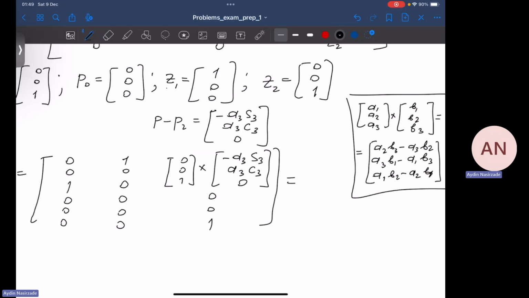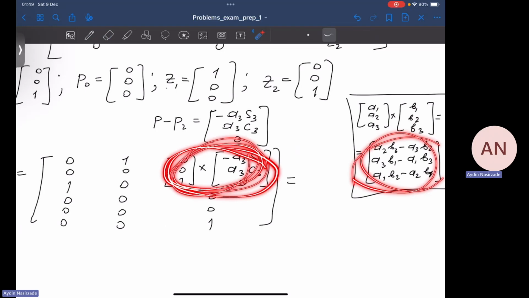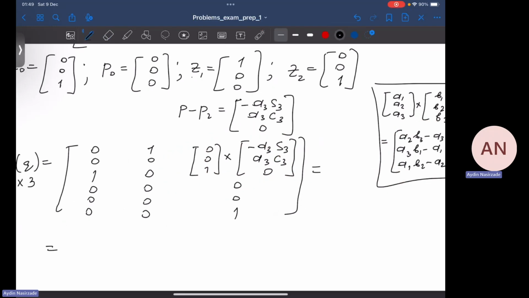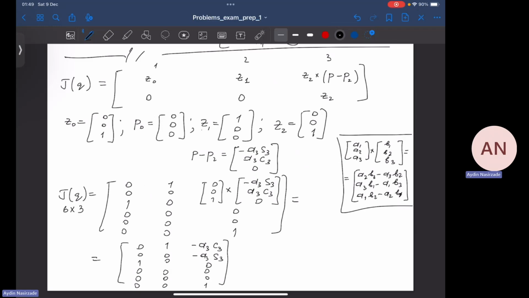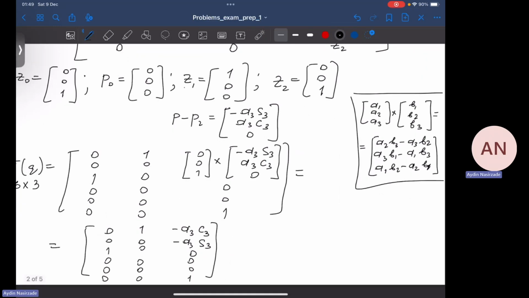Now if we apply this formula to this part of the matrix, we get 0, 0, 1, 0, 0, 0, 1, 0, 0, 0, 0, 0. Then we have minus A3 cosine of theta 3, and minus A3 sine of theta 3, 0, and 0, 0, 1. That's it. Then we have the Jacobian matrix. Now this is the final Jacobian matrix. If you are asked, for example, you can actually get such a question.